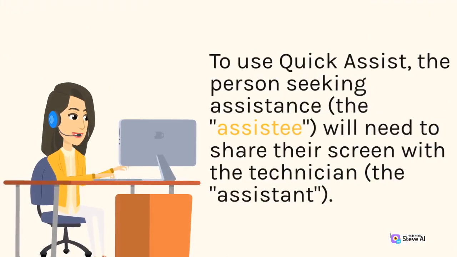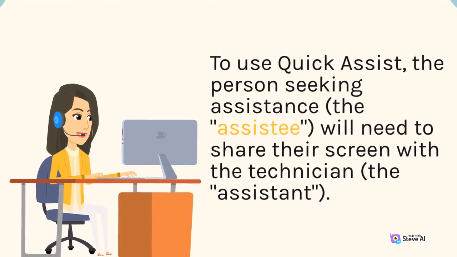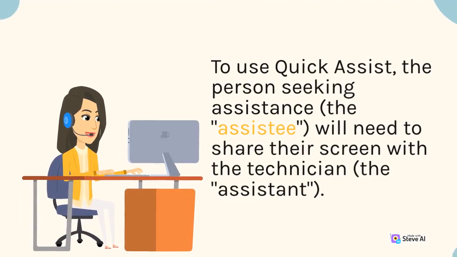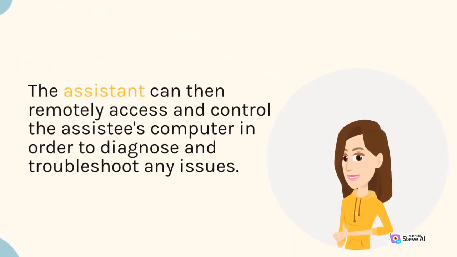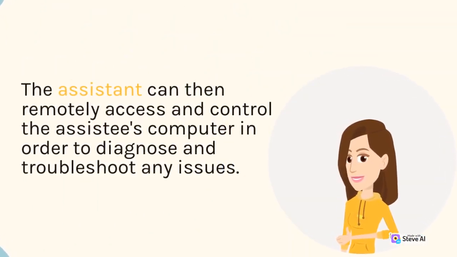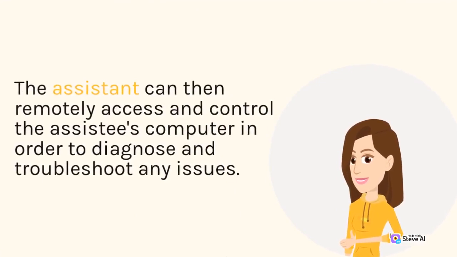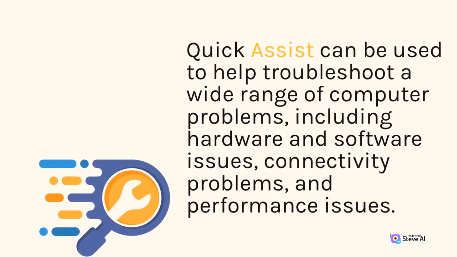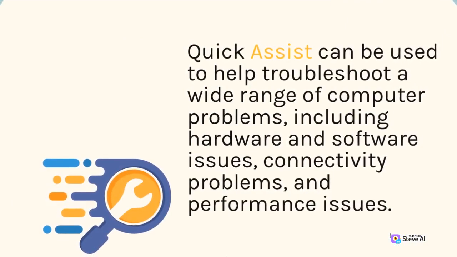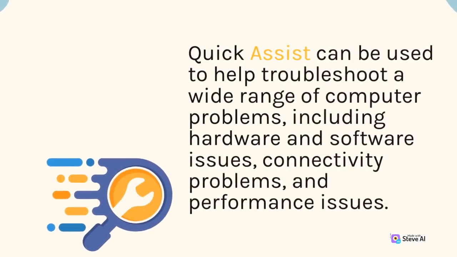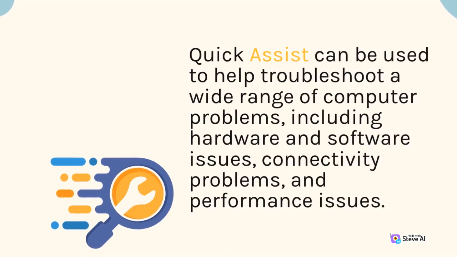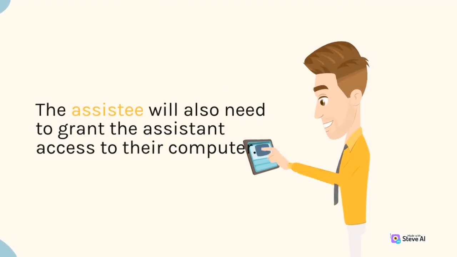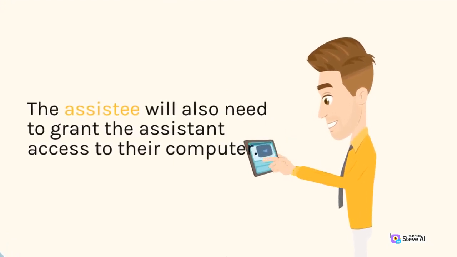To use Quick Assist, the person seeking assistance, the assistee, will need to share their screen with the technician, the assistant. The assistant can then remotely access and control the assistee's computer in order to diagnose and troubleshoot any issues. Quick Assist can be used to help troubleshoot a wide range of computer problems, including hardware and software issues, connectivity problems, and performance issues. The assistee will also need to grant the assistant access to their computer.